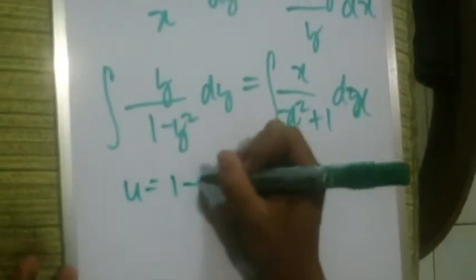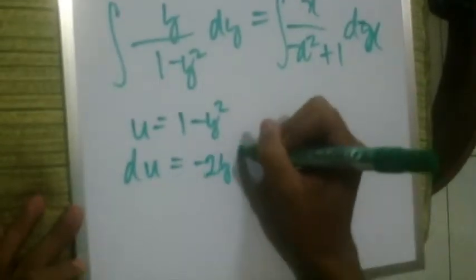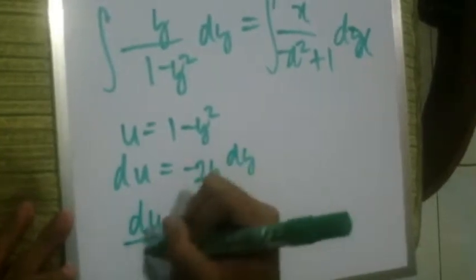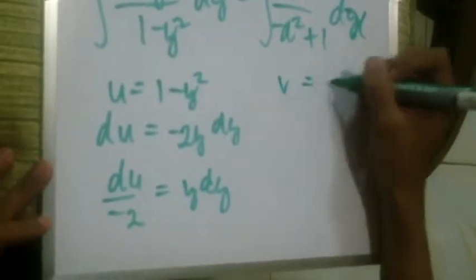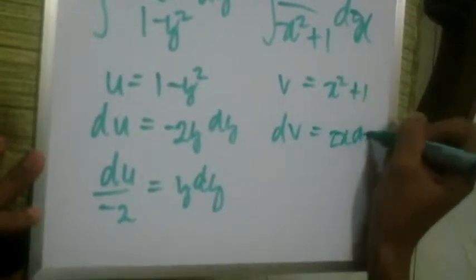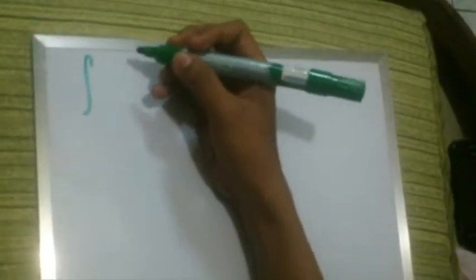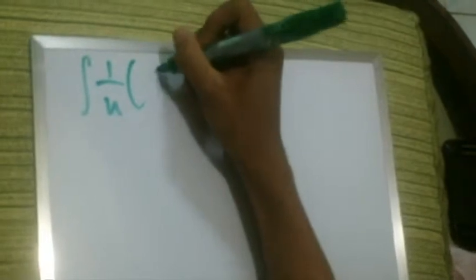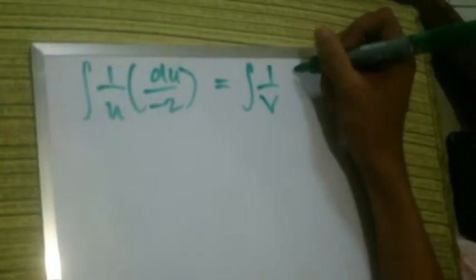u is equal to 1 minus y squared, du is equal to negative 2y dy, so du over negative 2 is equal to y dy. Then v is equal to x squared plus 1, dv equals 2x dx, so dv over 2 is equal to x dx. Substituting the values given a while ago, 1 over u times du over negative 2 is equal to 1 over v times dv over 2.